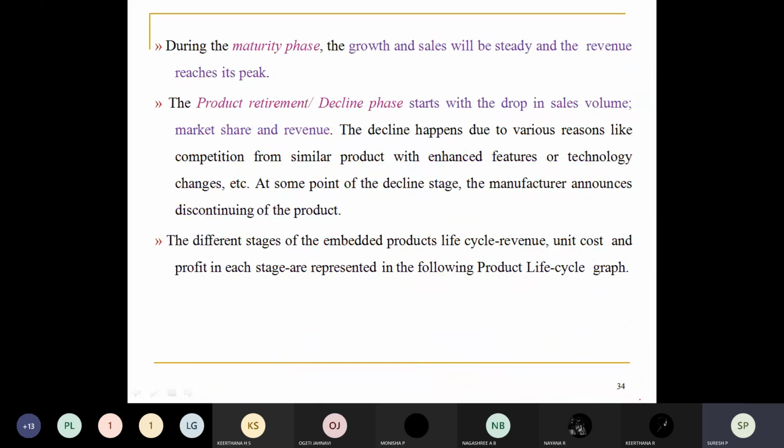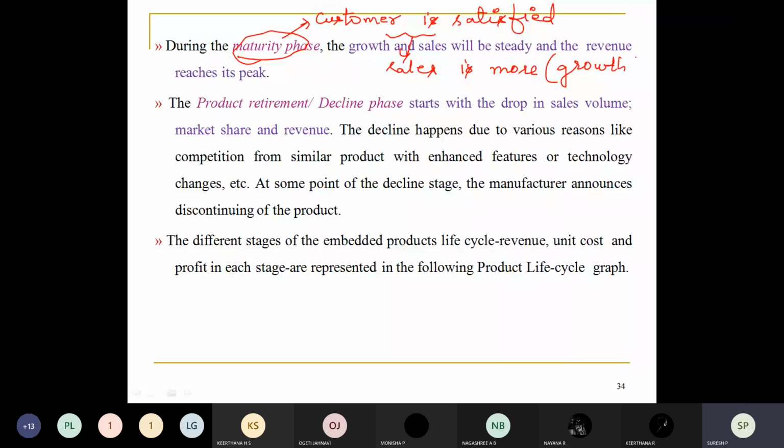Next is the maturity phase. Once the growth is over and the customer is satisfied, what will happen? The sales will be more. Sales being more means the growth of my product is more. At some point of time it will be steady, and as the growth increases, your revenue also increases, and the revenue will reach its peak.